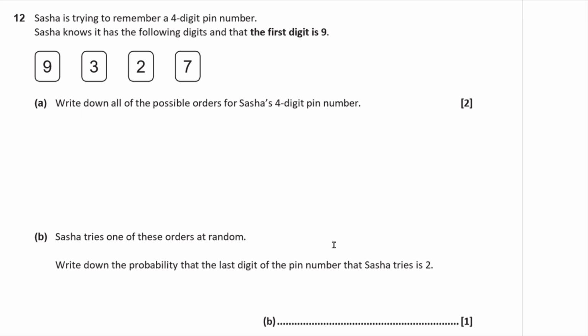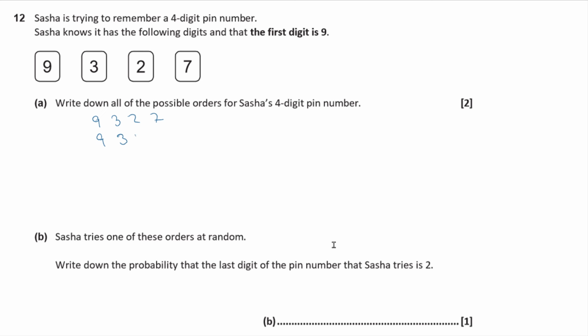Question 12. Sasha is trying to remember a 4-digit PIN number. Sasha knows it has the following digits and that the first digit is a 9. So it's made up of a 9327 and it's definitely 9 in the first slot. Write down all the possible orders for Sasha's 4-digit PIN number. It starts with a 9, so it's going to definitely start with a 9. So you could have 9327 the way it is there, or it could be 9 and we can switch the 2 and the 7 around.